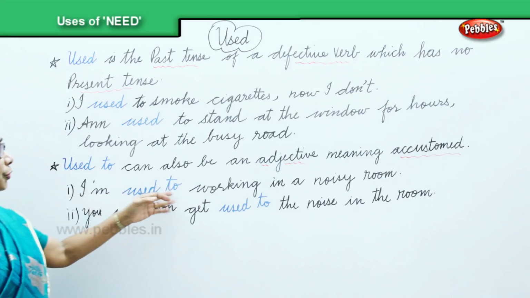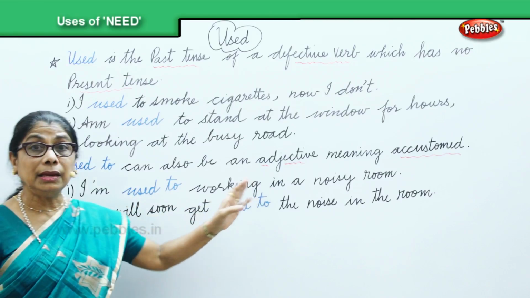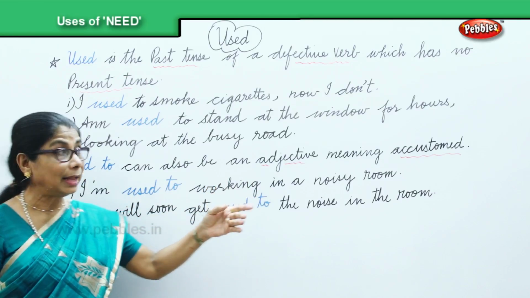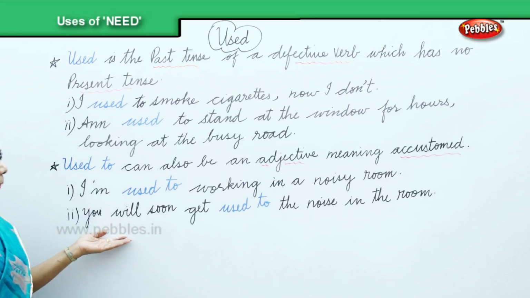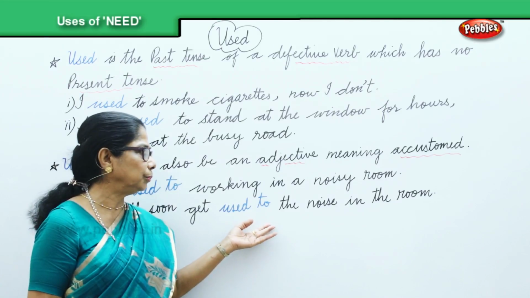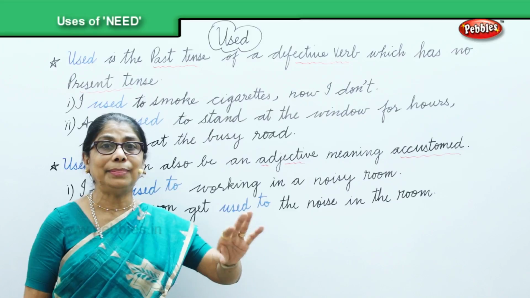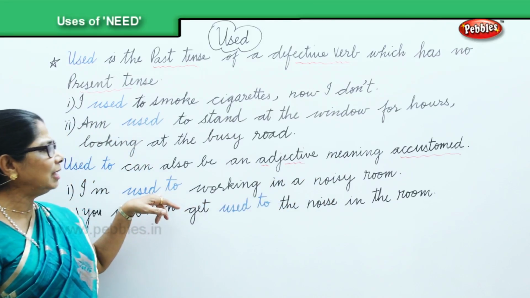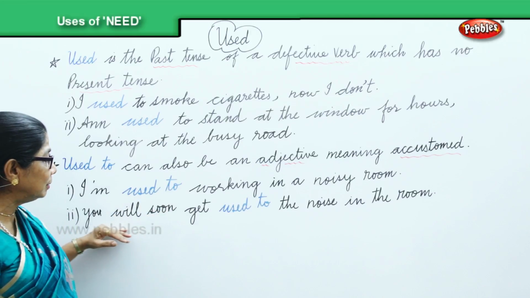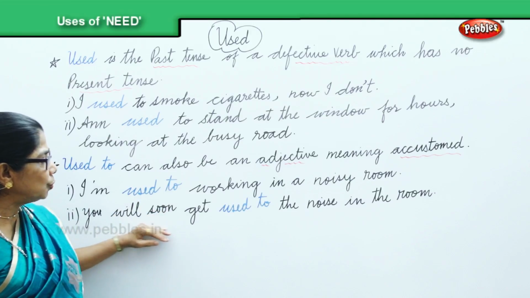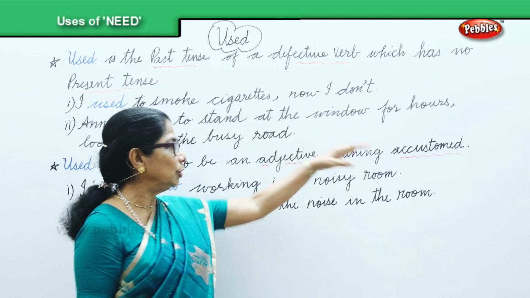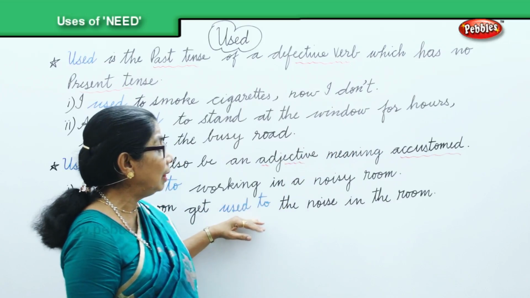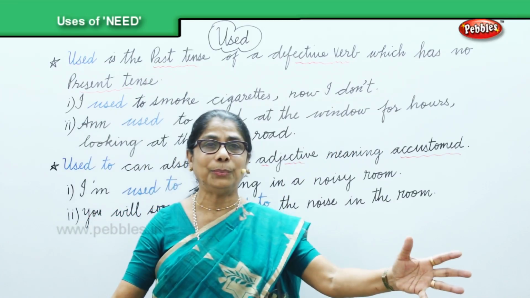I am used to working in a noisy room. And the second one here, you will soon get used to the noise in the room. Accustomed, you will get accustomed. You are accustomed to the noisy room, but here second sentence, you will soon get used to. You will soon get accustomed to the noise in the room.